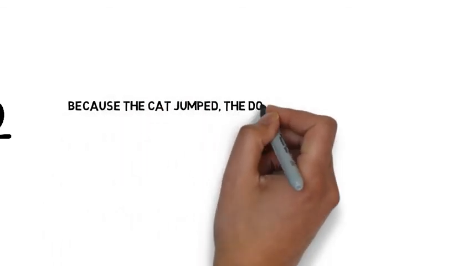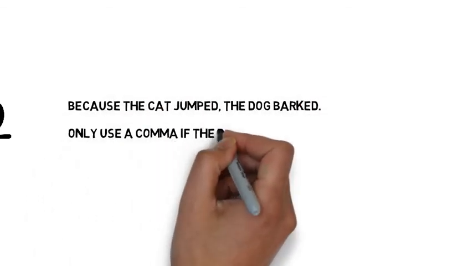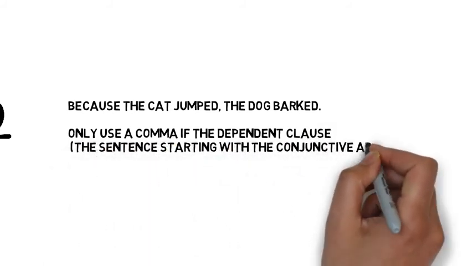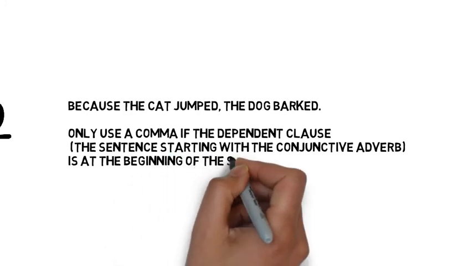So your second comma rule is to only use a comma if the dependent clause, the sentence starting with the conjunctive adverb, is at the beginning of the sentence.